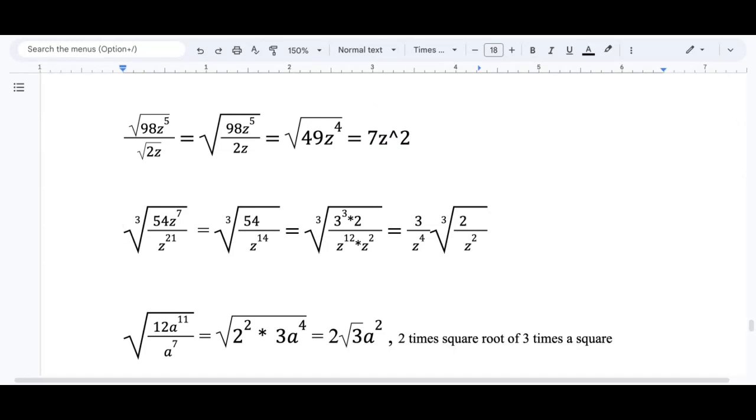Anyone has any question? Let's see this cubic root. This cubic root all together, right? Z to the 7th power in the numerator, z to the 21st power in the denominator. You see the power in the denominator is bigger than the power in the numerator. So what do we do? We subtract the exponent of the numerator from the exponent of the denominator, and we keep z in the denominator. So z to the power 21 minus 7, which is z to the power of 14.